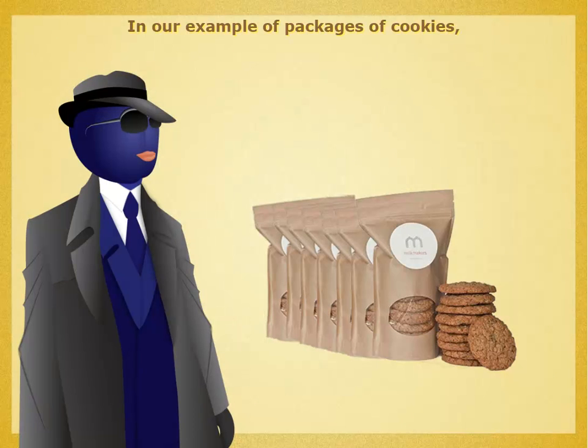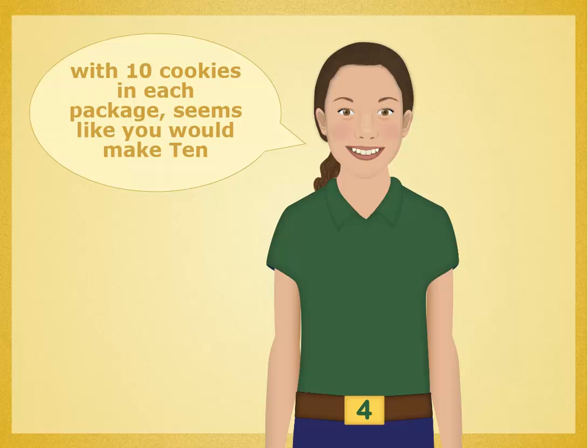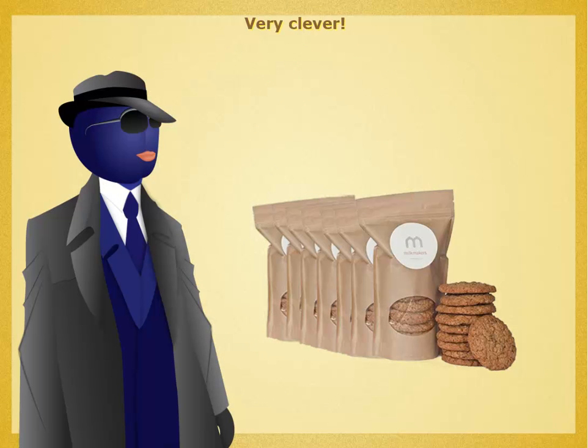In our example of packages of cookies, which factor would be the maker? I think it would be 7. Since there are 7 packages of cookies, with 10 cookies in each package, seems like you would make 10 add his amount 7 times. Very clever. And I do so love to be the maker, I must admit.